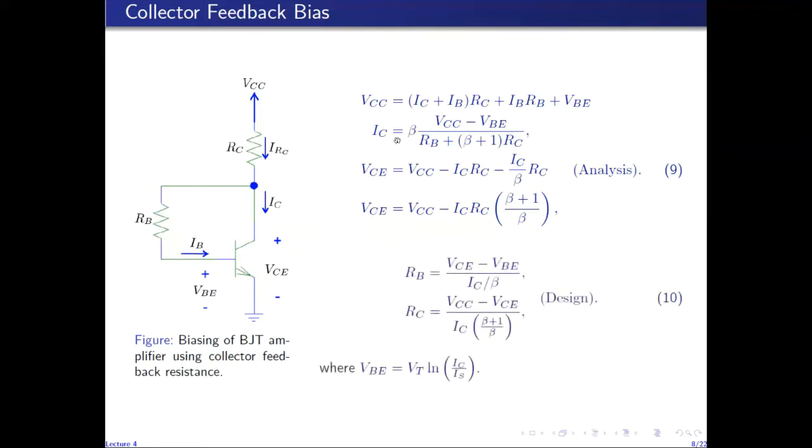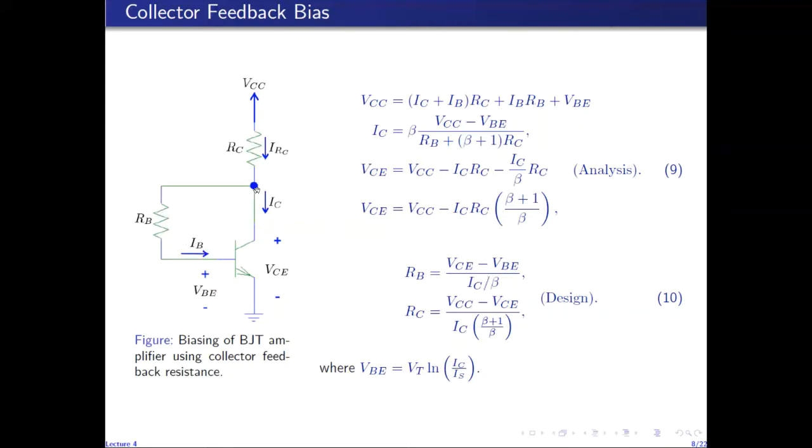So given the circuit, we can find the bias point using this and this relation. Conversely, given the bias point IC and VCE, we can design the circuit using these equations. So RC is obtained by inverting this expression here, and RB is obtained by finding the voltage at this node and at this node, and then subtracting the two voltages and then dividing by IB, which is IC over beta.